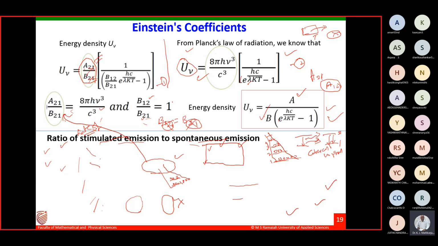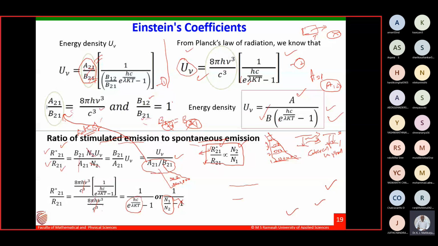Anybody? What does it indicate? R21 star? Hello? Nilekani, what is the meaning of R21 star? Anyone else?